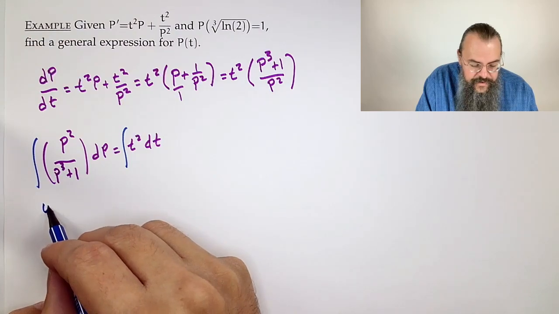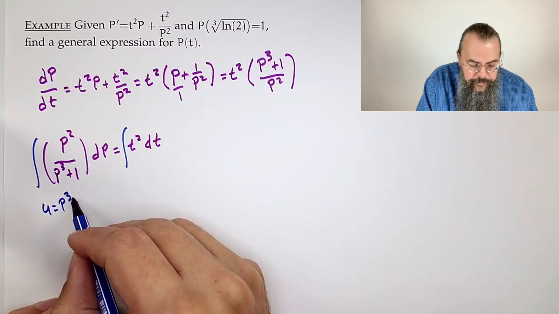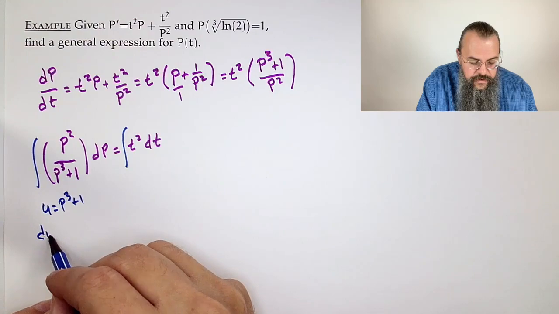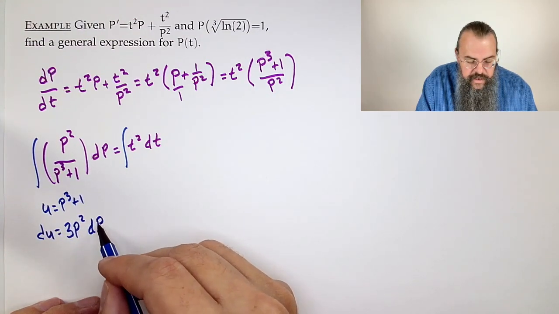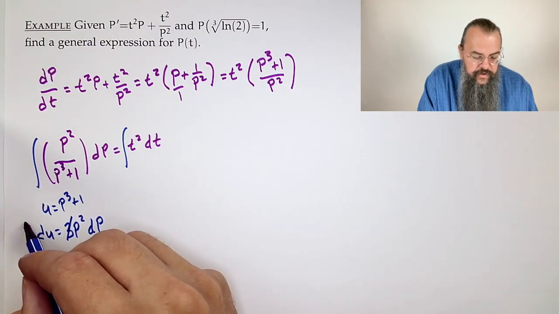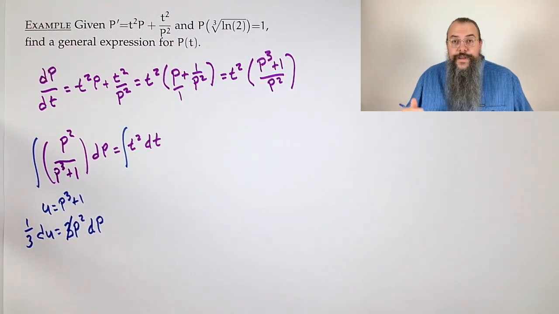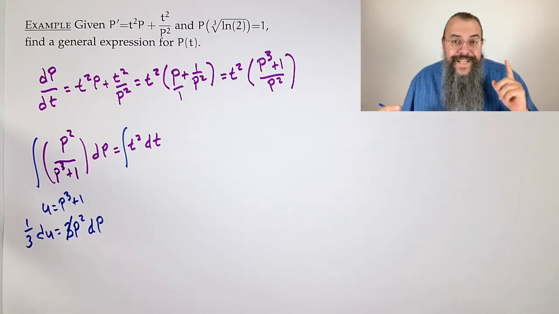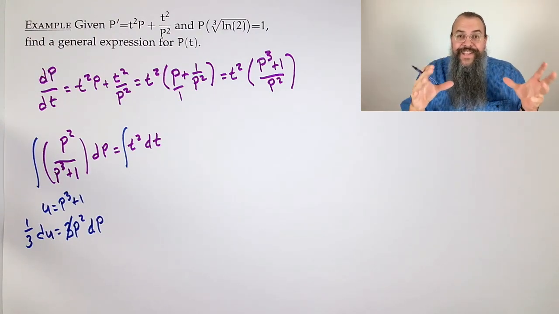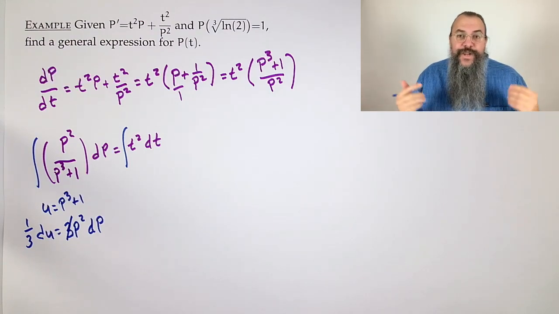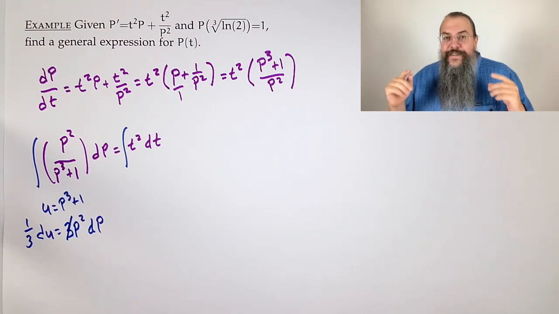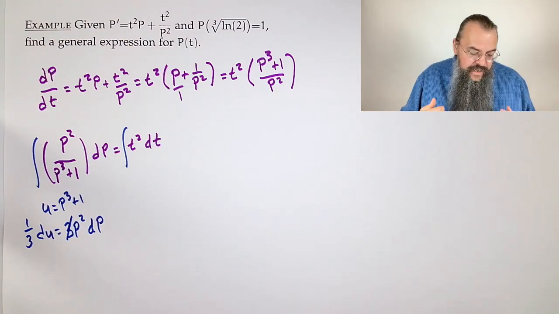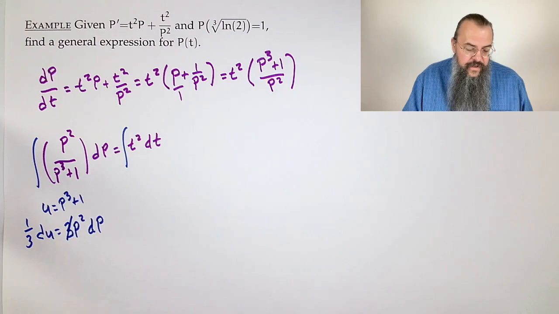Why? Because look, if you set u equal p cubed plus 1, then we'll get that du is equal to 3p squared dp. Or, moving that 3 across, a third du is p squared dp, which says, hey, that's the upstairs. This is perfect for substitution. And we should always try substitution as one of the first things to look at. Substitution is such a powerful tool, and it's one of the easiest to use. So always try that early.